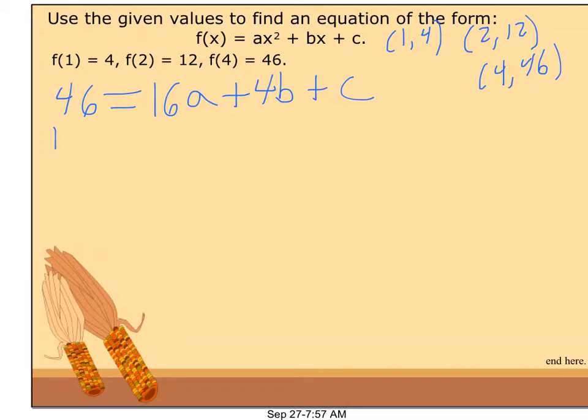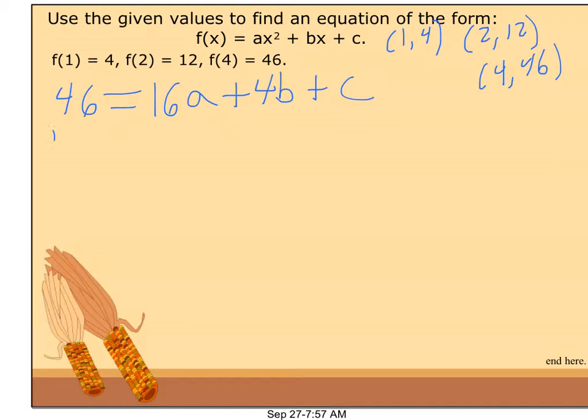Now, at this point, this equation doesn't do me anything because I've got an equation that I could solve, but the problem is I have 3 variables. For me to get this equation, I have to find a, b, and c. And I've got a totally valid equation right here, but I have one equation with 3 unknowns, which is a problem.